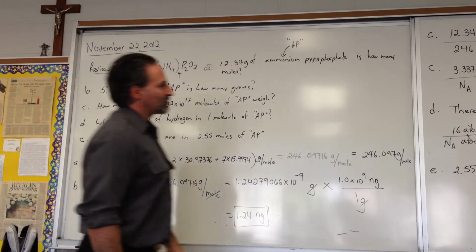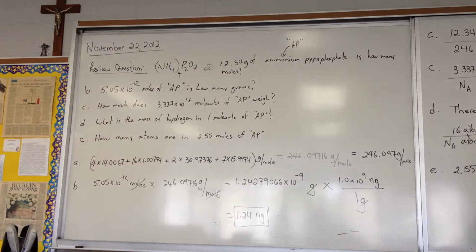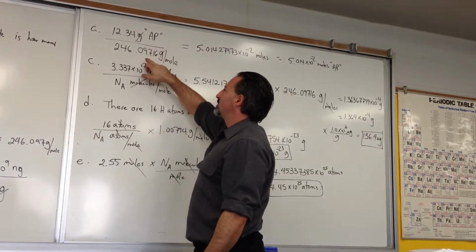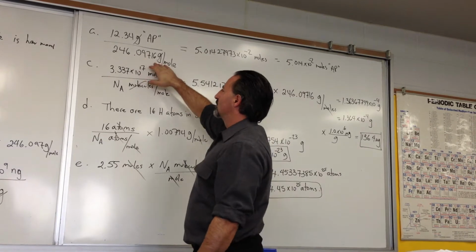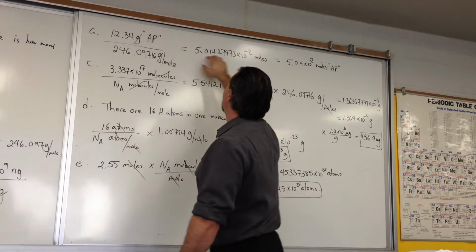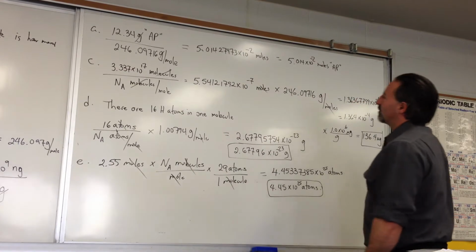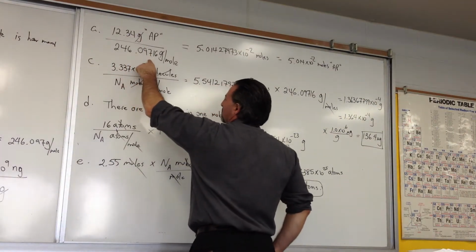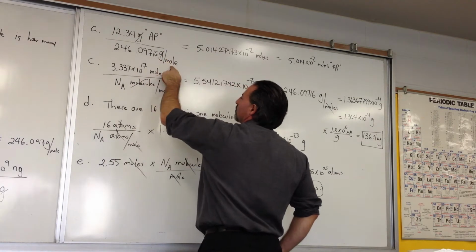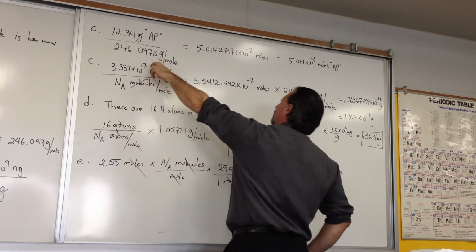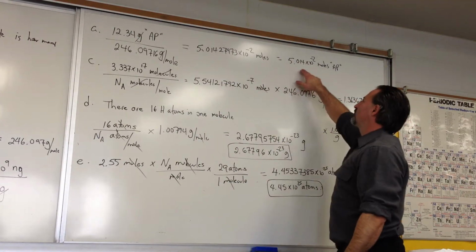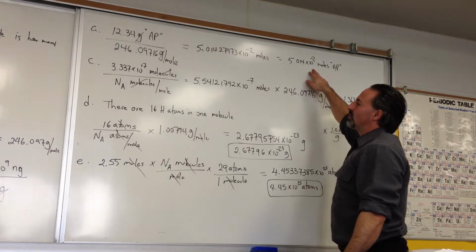So the first question is answered over here on this board. I start off by dividing the number of grams by the molar mass. Notice how I use all the significant figures. I haven't rounded it off. And I get 5.014 moles. How did I set it up? I know that when I have grams divided by grams per mole, the grams will cancel, and because moles is in the denominator of the denominator, it becomes the numerator. So the answer will be in moles. So we have 5.014 times 10 to the minus 2 moles of ammonium pyrophosphate.